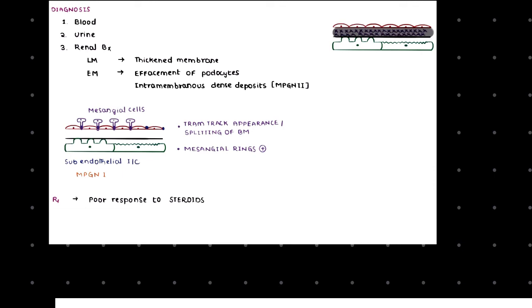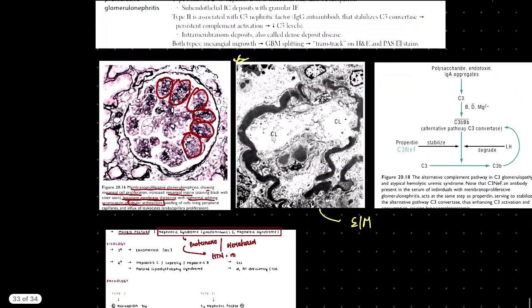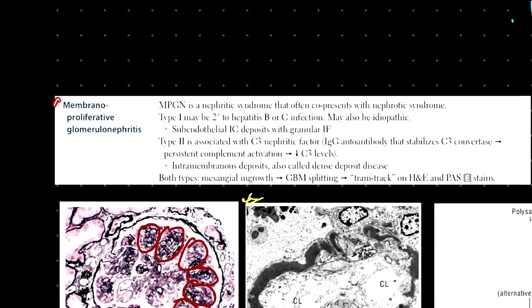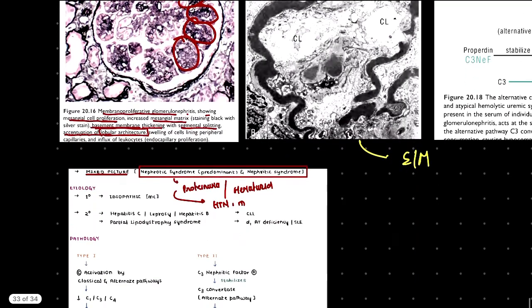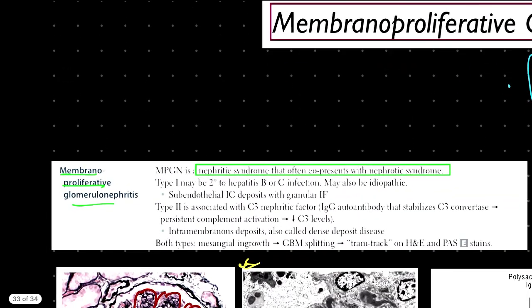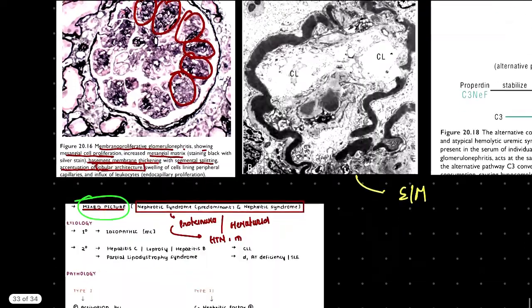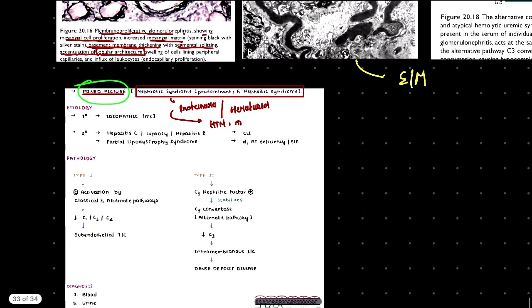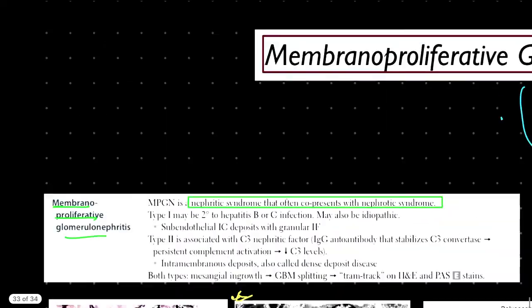Now let's move toward the content of First Aid. Here, membranoproliferative glomerulonephritis is a nephritic syndrome that often co-presents with nephrotic syndrome. So both are here, so it is a mixed picture, with both nephritic and nephrotic features. But as we mentioned earlier, the nephrotic syndrome is the predominant one rather than nephritic syndrome.